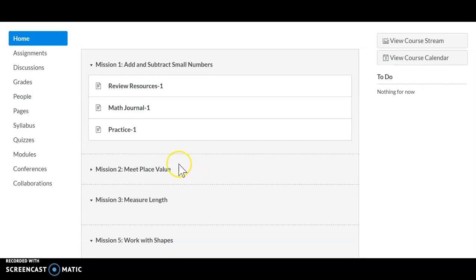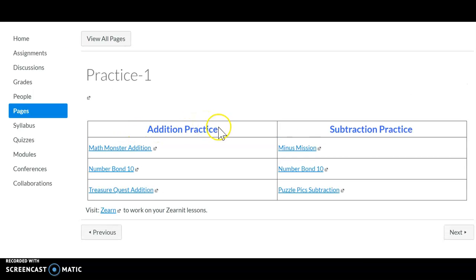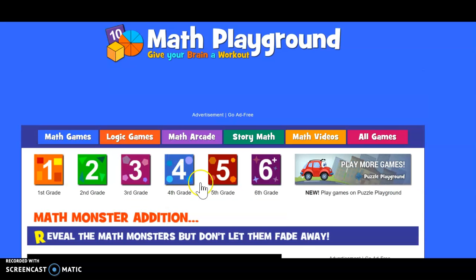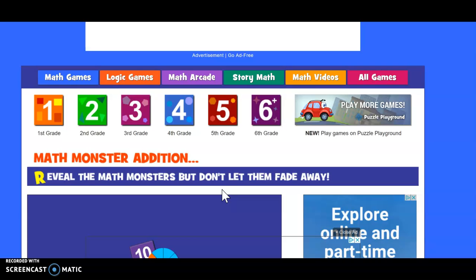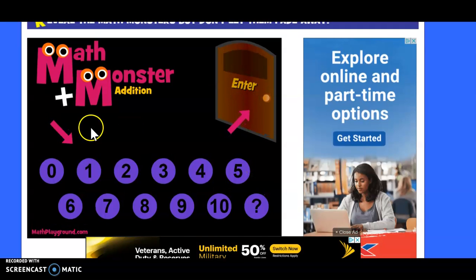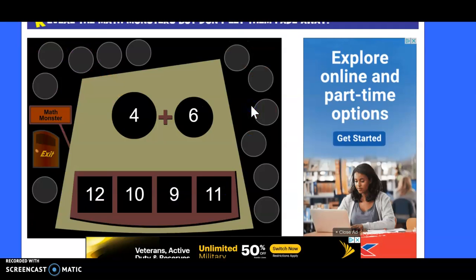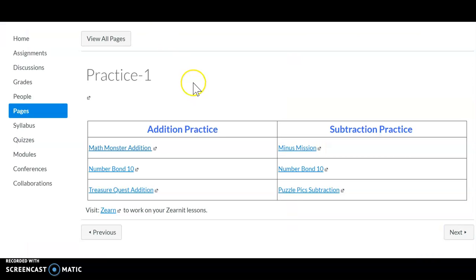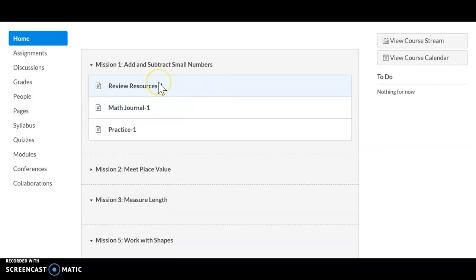After they have done their journal, they could do practice problems. Here are some websites that they can go to for addition practice and subtraction practice. We'll just click on one of these here. This happens to be Math Playground, and they can play these Math Monster addition games. They would just work on math fluency. So that's an example. There's addition and there's subtraction. So that's for module 1, mission 1.